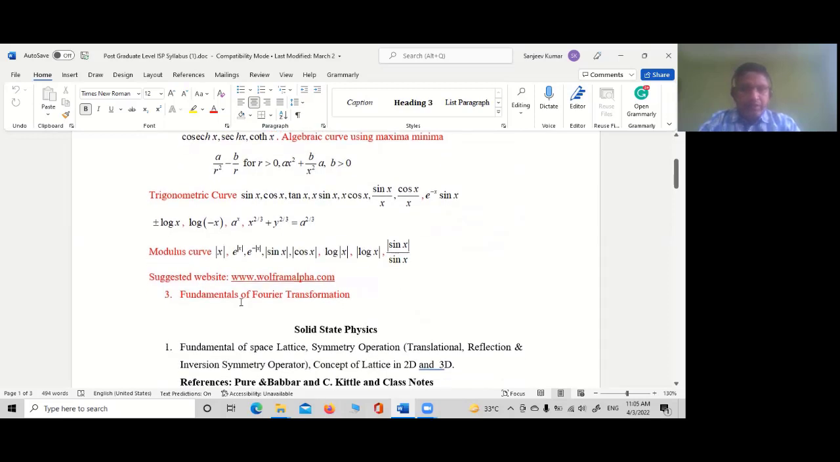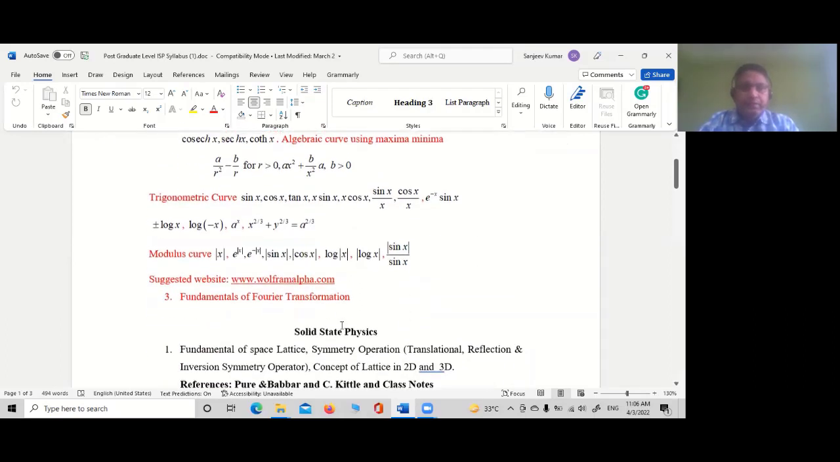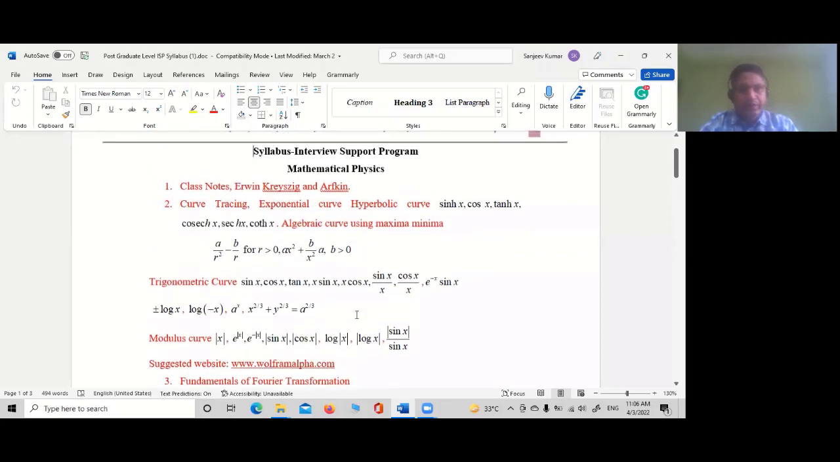Then these are some websites which you can use for more information on curve tracing. Then fundamentals of Fourier transformation. Everyone should be comfortable with these mathematical functions. Basically, they can ask you to kindly plot any one. So this is a must in whatever field you are planning to do your research. Irrespective of that, you should know these mathematical functions.